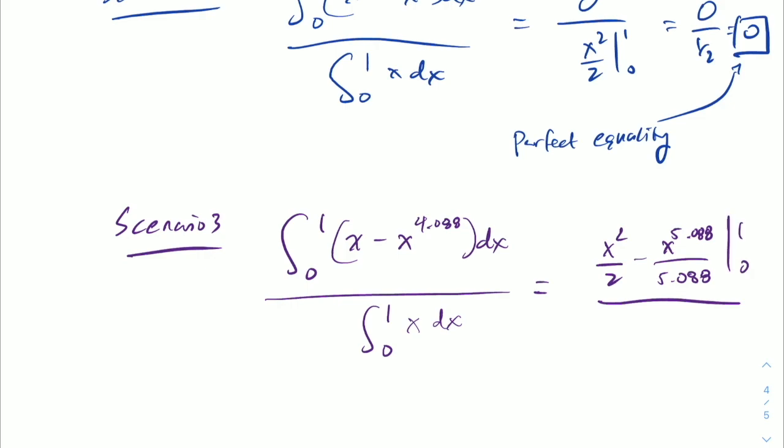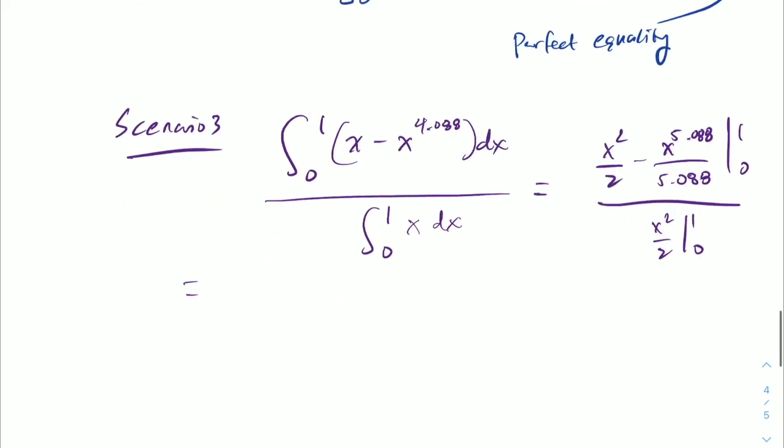And then all I have left to do is evaluate the denominator. The denominator is going to be x squared over 2. Put 1 and 0 into that. You get a half. So we'll get a half minus 1 over 5.088 all over a half. If you put this in your calculator, you'll get 0.607.